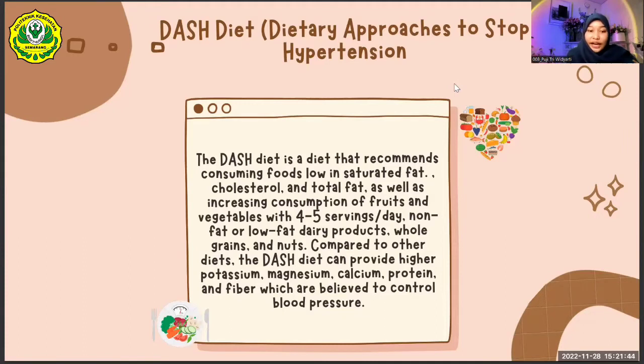Compared to other diets, the DASH diet can provide higher potassium, magnesium, calcium, protein, and fiber, which are believed to control blood pressure.